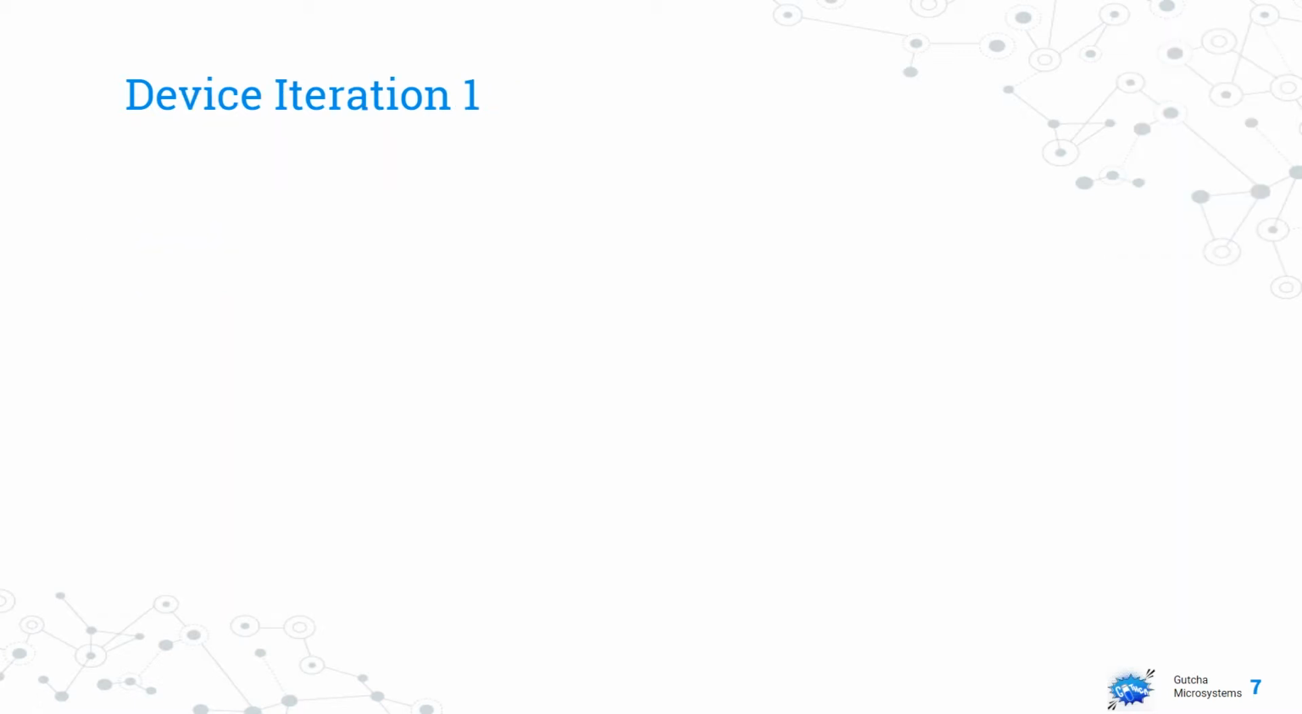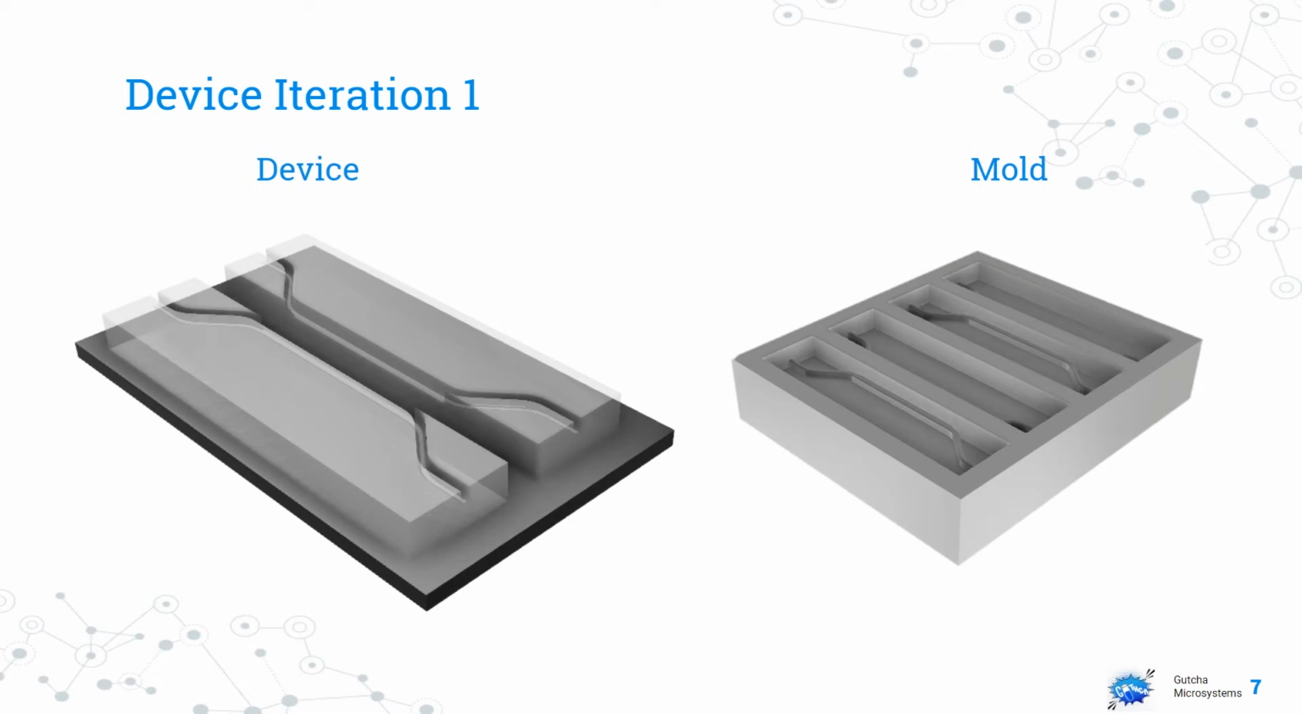So to go into a little more detail about our device, our first idea initially was to have this mold, which essentially would print out, or that you could cast PDMS into it, showing that the channels would be on the top and the two PDMS pieces would be separate. That way you could plasma bond them with the membrane in the middle.